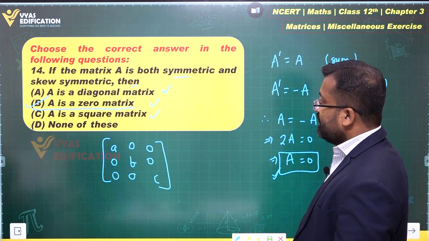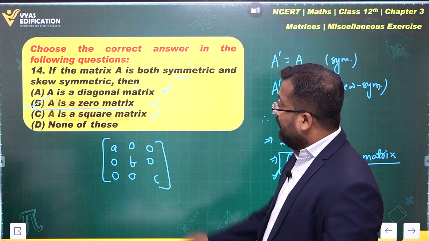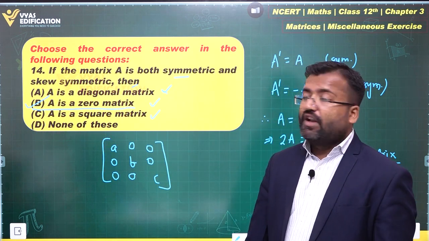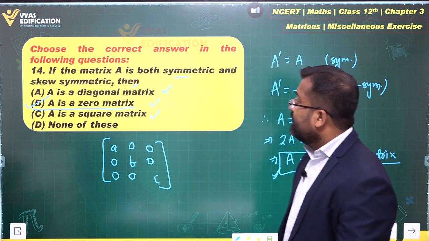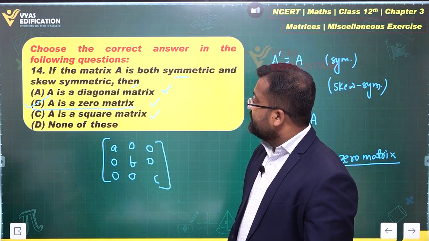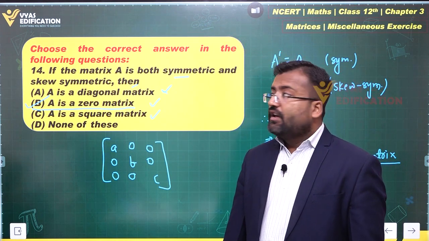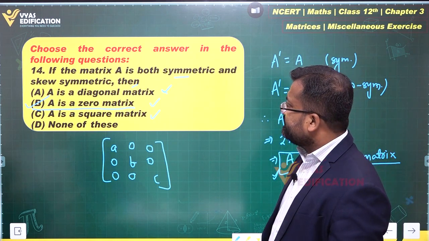A is a 0 matrix. This is what the NCERT wants you to mark. But there's nothing wrong in A and C as well, as per definition. A is a square matrix, and this. Then this. And what else? Is there anything special in this other than that?